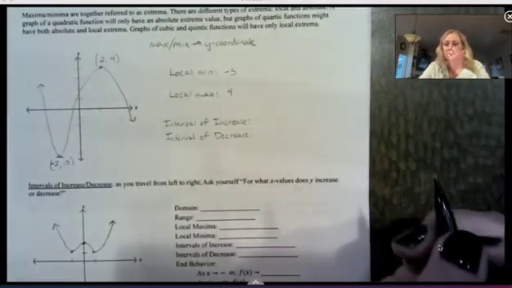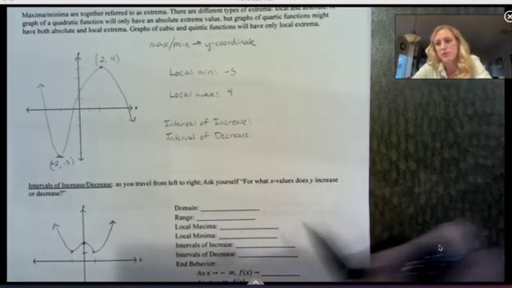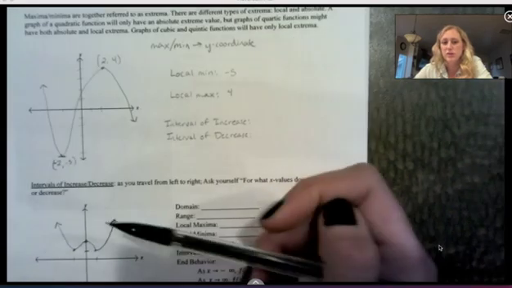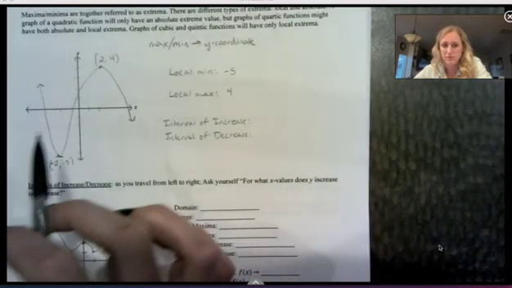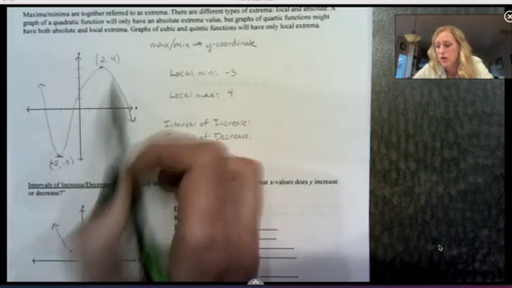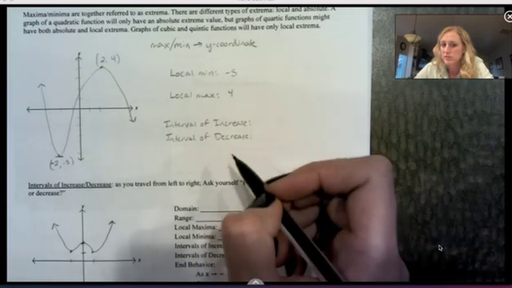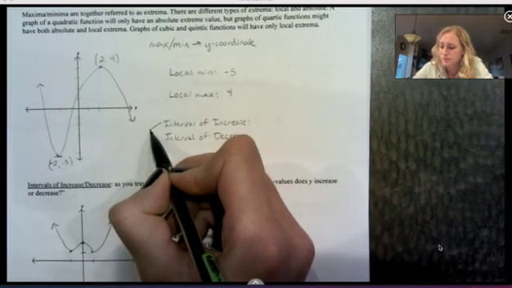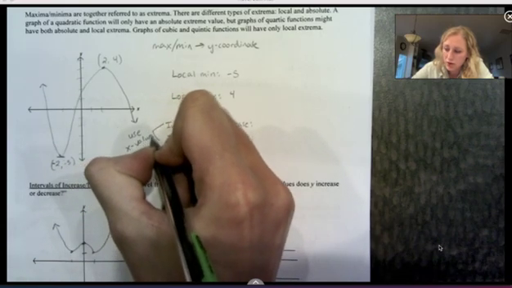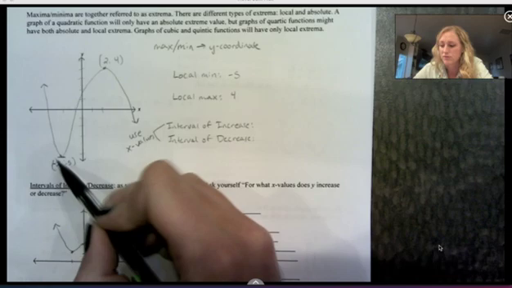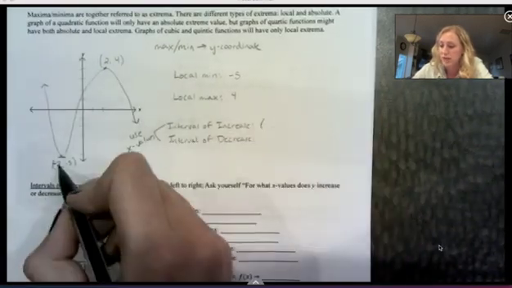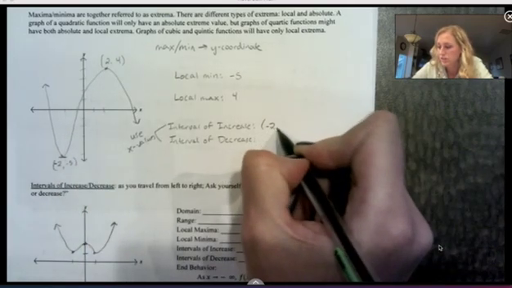Okay, so intervals of increase and decrease, you have learned about this before, but we're going to talk specifically about the notation. So interval of increase, so anywhere the graph is rising from left to right. So from my local min to my local max, it is increasing, it's going up. So whenever we do intervals of increase and decrease, we use x values only. So it is increasing from here to here, but I'm only going to use the x values, and I'm going to use parentheses. So from -2 to 2, it is increasing.